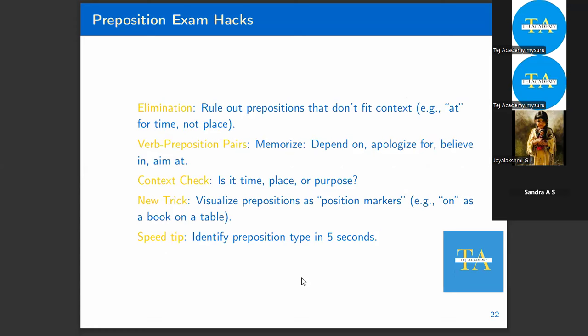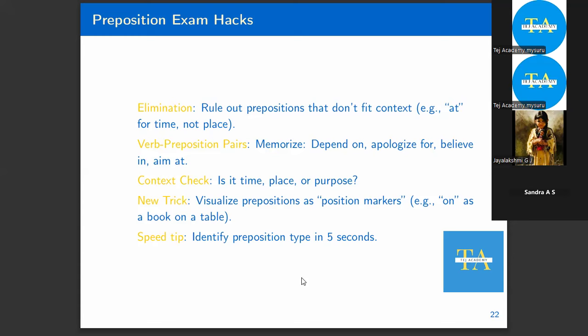Elimination: rule out the prepositions that don't fit the context. You already know the language, and you can analyze whether the sentence demands a preposition or not. Like "at" for time, not place. Like we can say, be ready at 8 p.m., and sometimes we don't use it while speaking about places.